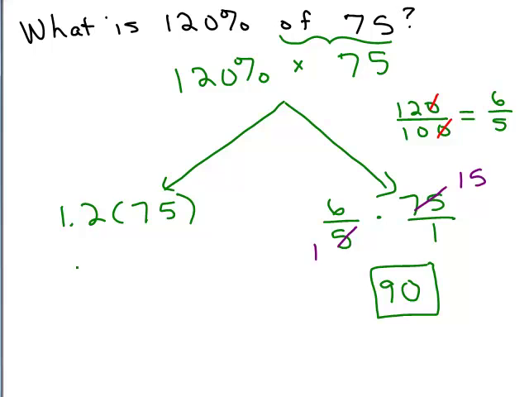If you don't have a calculator, let's just quickly go over how to multiply. Remember, you just do regular multiplication. It's like 75 times 12. So we would do this.